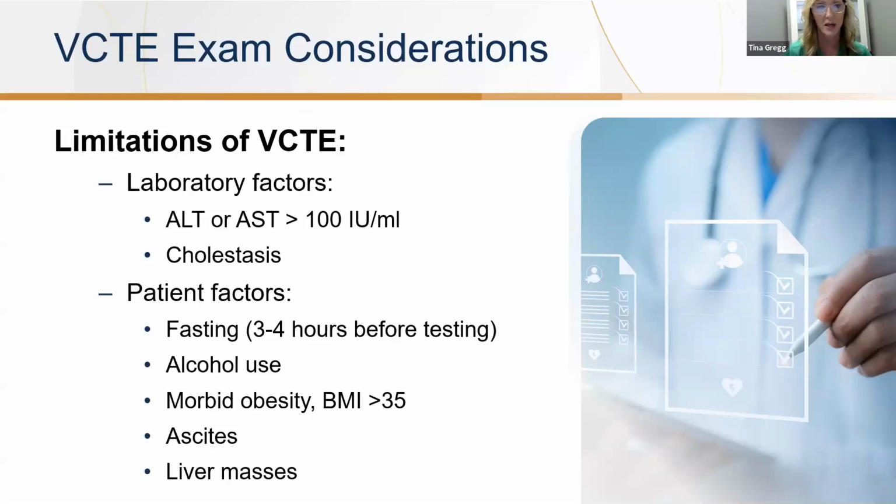If the patient is morbidly obese, BMI above 35, which we see very frequently in this clinic. If a patient has ascites or liver masses, your scores may not be accurate.